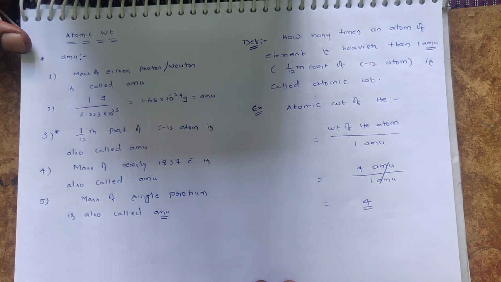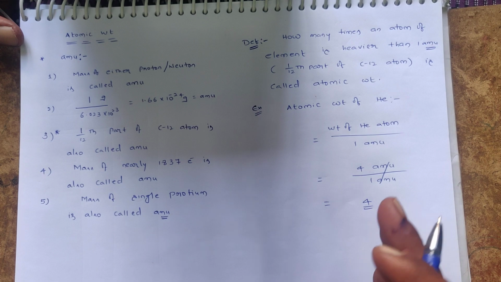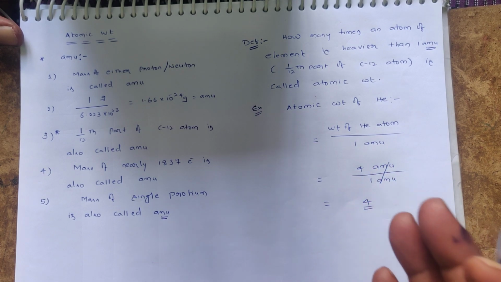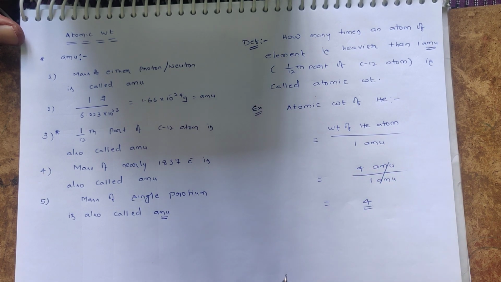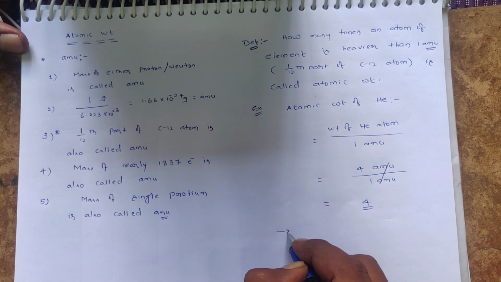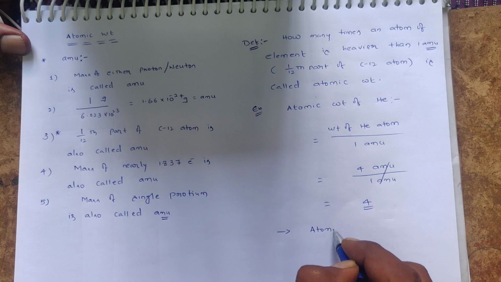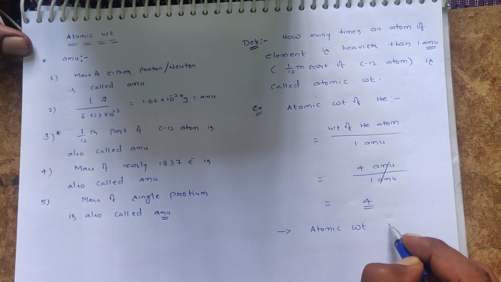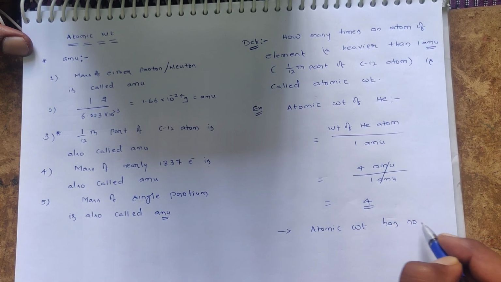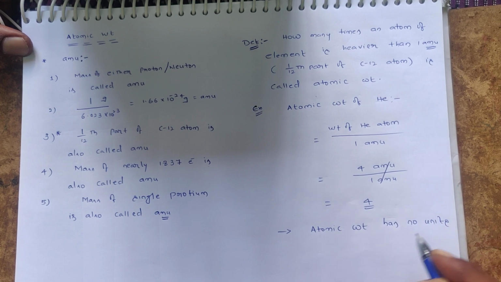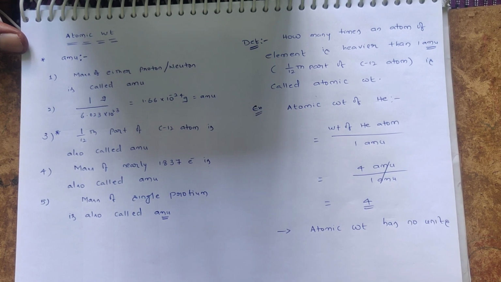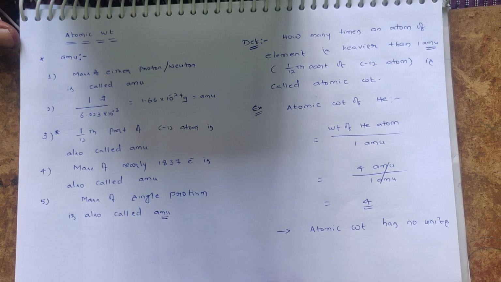Is there any unit for this? No. It is a relative property. I mean, by dividing the weight of helium atom with AMU, we are getting a value. This is unitless. So atomic weight has no units. Like this we can calculate atomic weight of every element.